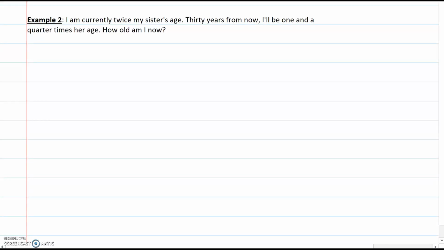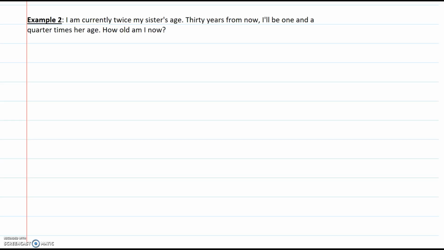This example says I am currently twice my sister's age. 30 years from now, I'll be 1¼ times her age. So how old am I now? Okay, well this question is different from the others in a number of ways. First of all, it doesn't mention a number, so there is no clear indication of what your variable should represent.